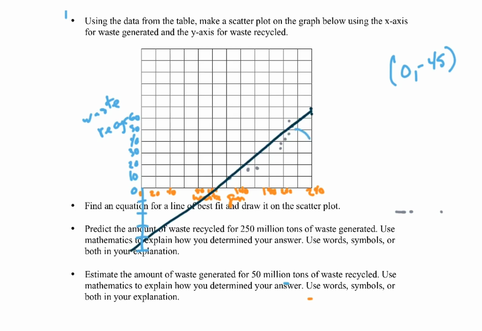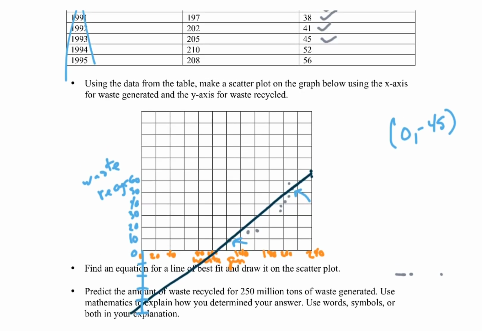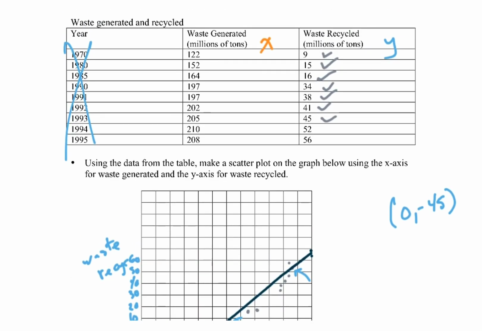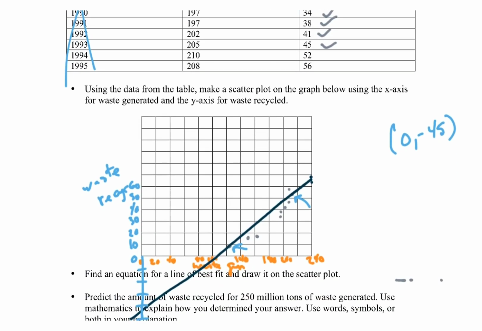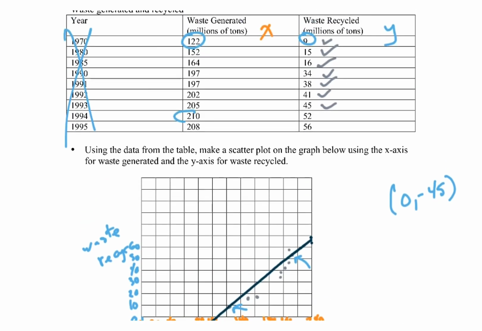It looks like this point and this point my line went through. So that first one was right here, and then my last one was right here, wasn't it? Okay, so x value, I'm going from 122 to 210.